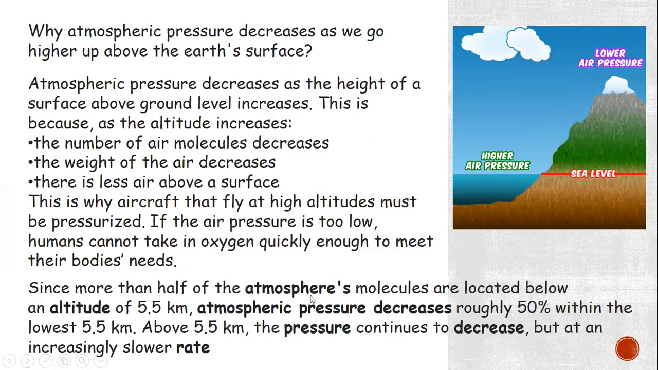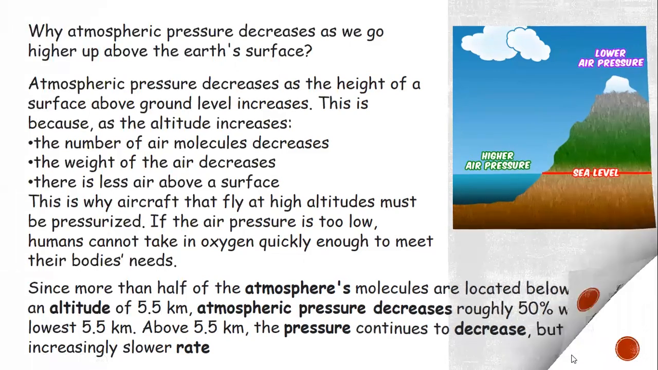Since more than half of the atmosphere's molecules are located below an altitude of 5.5 kilometers, atmospheric pressure decreases roughly 50% within the lowest 5.5 kilometers. Above 5.5 kilometers, the pressure continues to decrease, but at an increasingly slower rate. That means it decreases, but at a very slow rate.